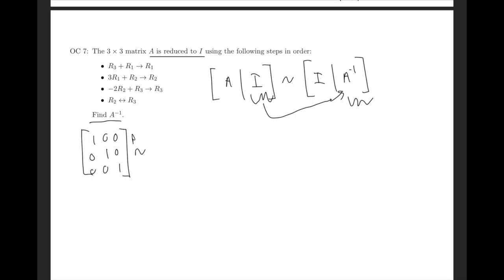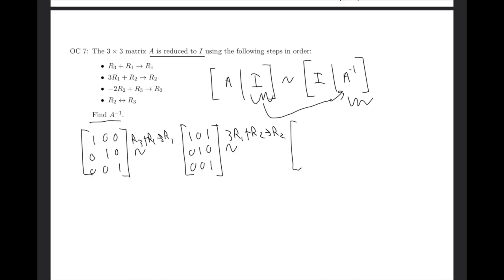It says R3 plus R1 into R1. That's going to make this 1, 0, 1, 0, 1, 0, 0, 0, 1. And then let's do 3R1 plus R2 into R2. So R1 stays the same, 1, 0, 1. R3 stays the same, 0, 0, 1. And then 3 times 1 is 3 plus 0 is 3. 0 times 3 is 0 plus 1 is 1. 3 times 1 plus 0 is 3. And then the next row operation, negative 2R2 plus R3 into R3.